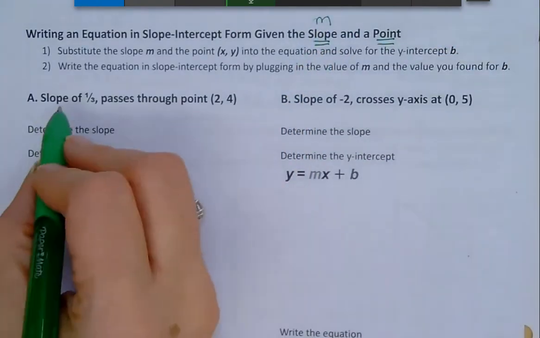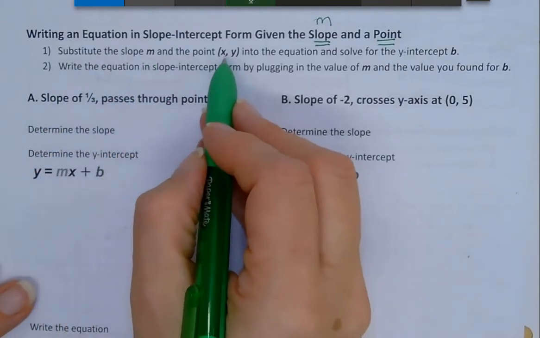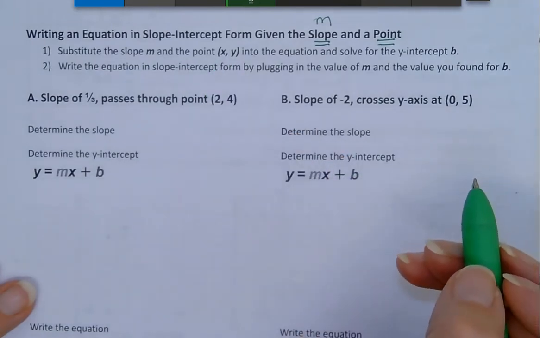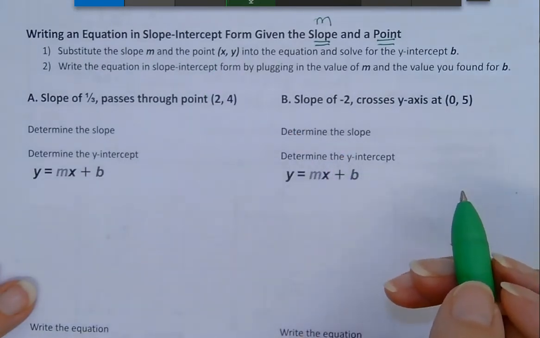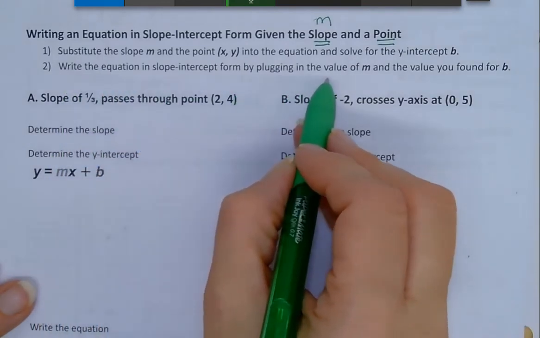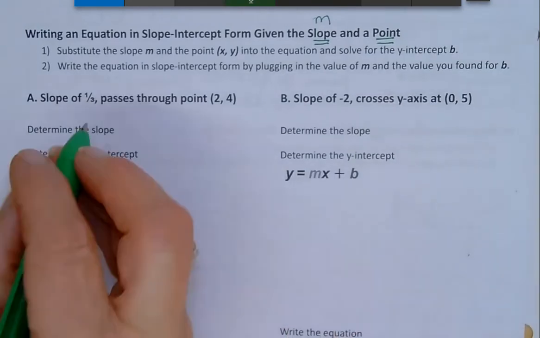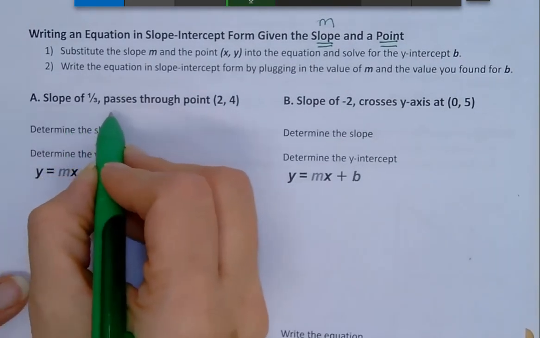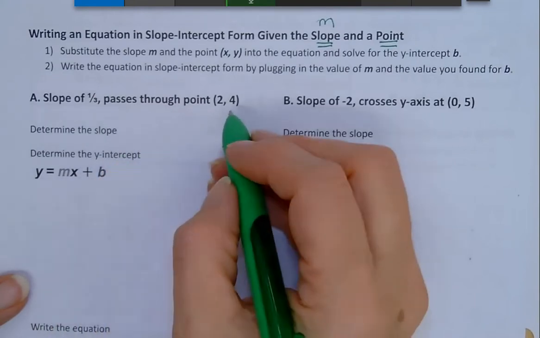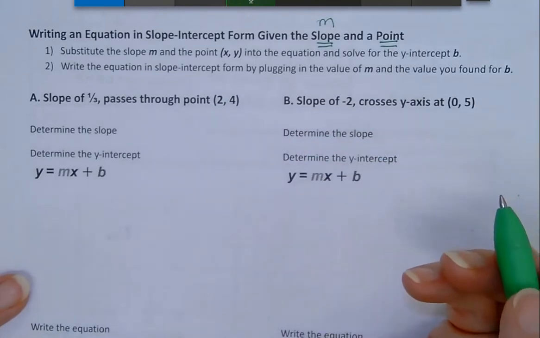All right, so first we're going to substitute in the slope and 1 point into our equation, y equals mx plus b, and we're going to solve for b. Write the equation in slope-intercept form by plugging in the value of m and the value you have now found for b. All right, this says a slope of 1/3 passes through the point (2, 4). So all that means is the line lands on this point, (2, 4).